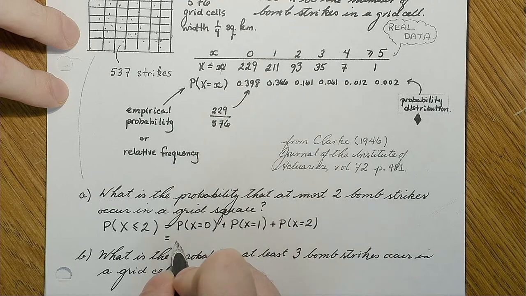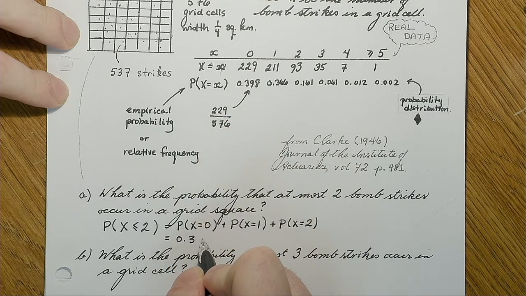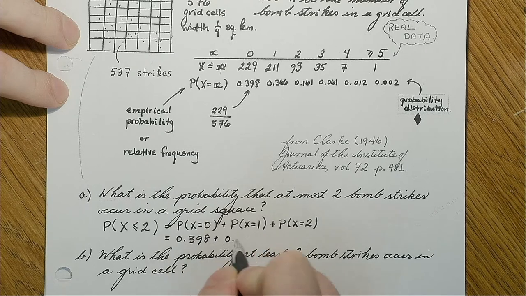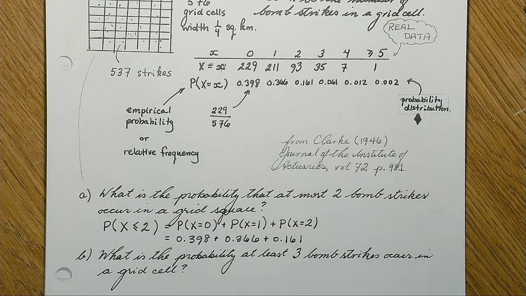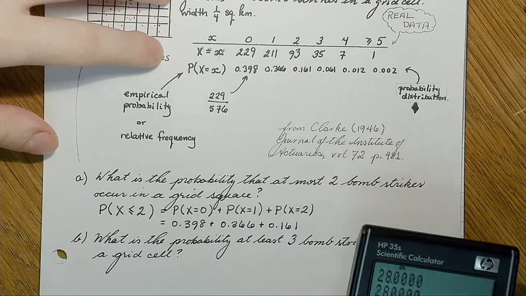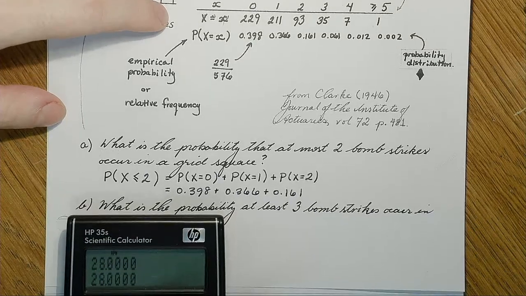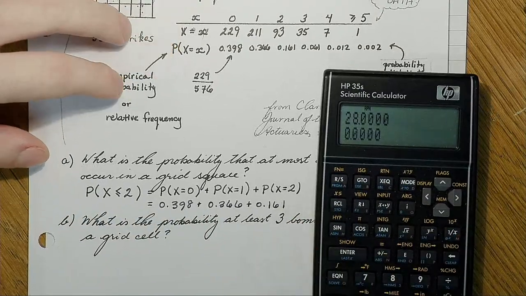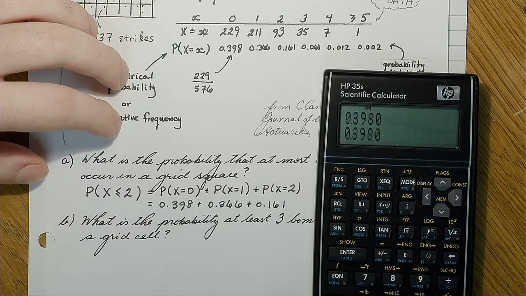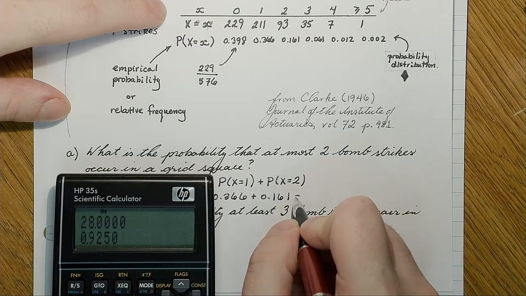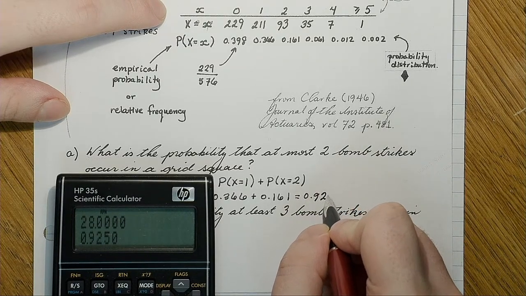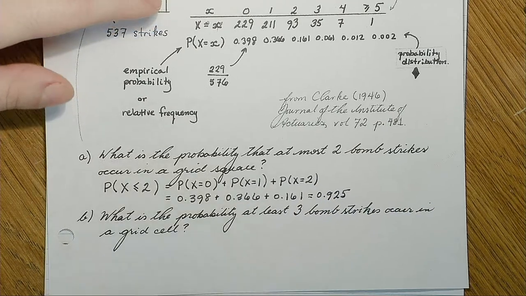Reading off from this, it would be 0.398 plus 0.366 plus 0.161. Hopefully everyone is doing it along with me so that we can check the calculator. 0.398. And so what I get is 0.925.